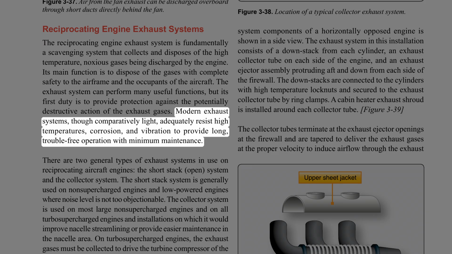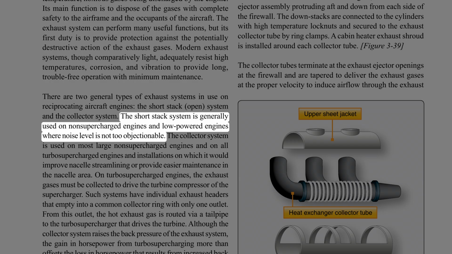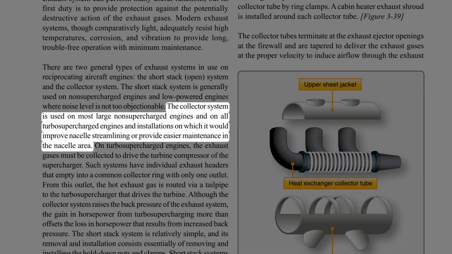Modern exhaust systems, though comparatively light, adequately resist high temperatures, corrosion, and vibration to provide long, trouble-free operation with minimum maintenance. There are two general types of exhaust systems in use on reciprocating aircraft engines: the short stack, open, system and the collector system. The short stack system is generally used on non-supercharged engines and low-powered engines where noise level is not too objectionable. The collector system is used on most large non-supercharged engines and on all turbo-supercharged engines and installations on which it would improve nacelle streamlining or provide easier maintenance in the nacelle area.